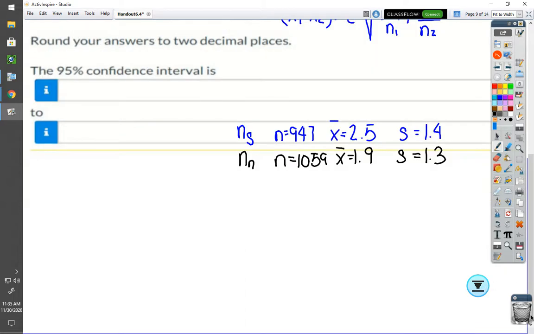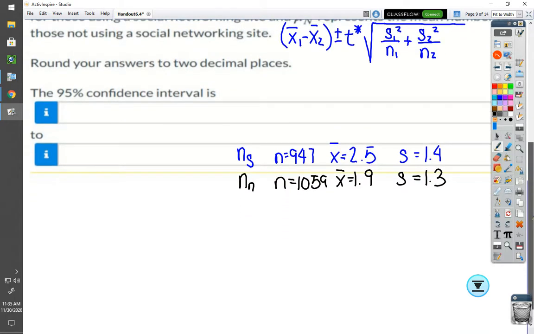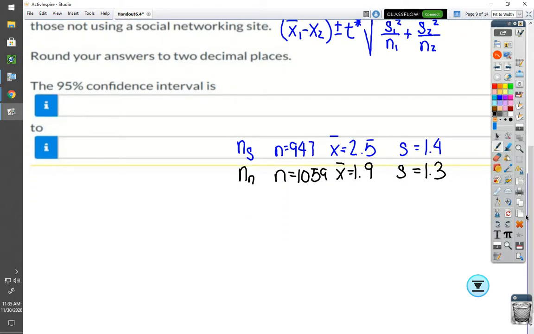It's really just a matter of plugging it into the formula. So again, we're going to work from the formula above. We take x bar 1 minus x bar 2: x bar 1, 2.5, minus x bar 2, 1.9. We're then going to add and subtract t star. The t star, I told you we would always have it, but I will show you how to get t star for this value later. It's 1.646.